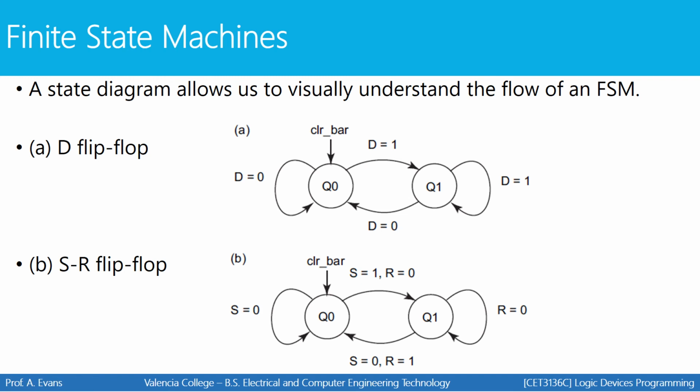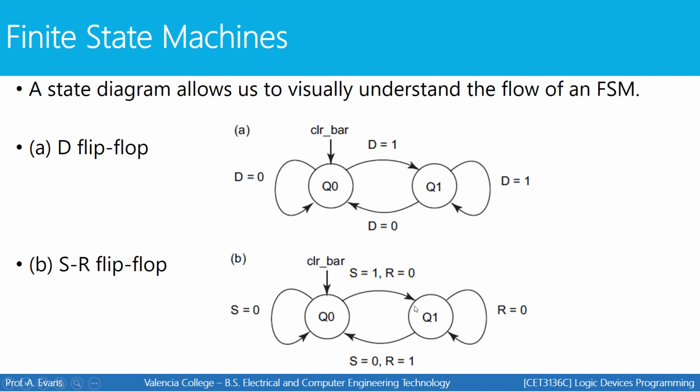Here's a diagram for an SR flip-flop. Again, we have two states for a flip-flop. Either the output is high or the output is low. So that's represented with our two circles here. And you can see that I can only move from the first state to the second state when S is 1 and R is 0. That means I'm setting the flip-flop.